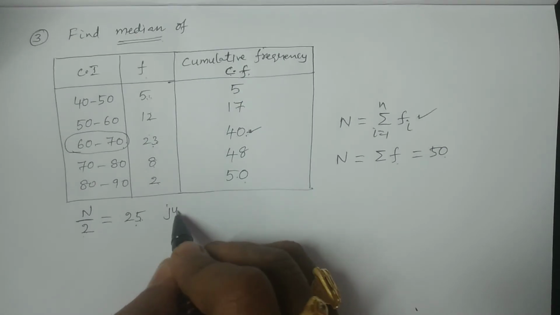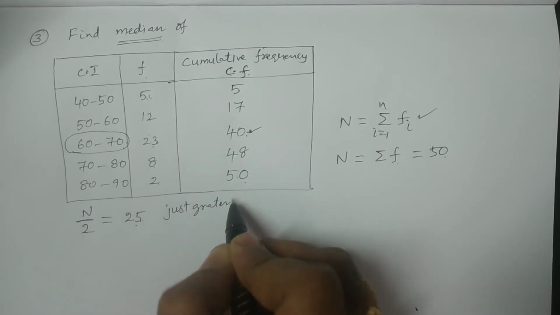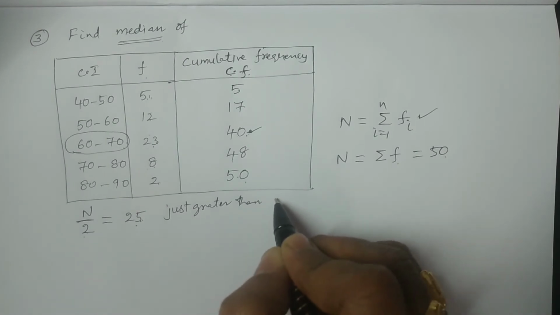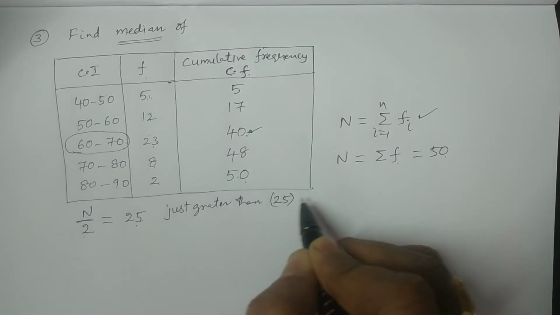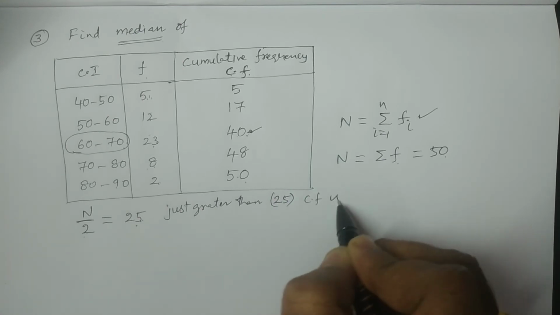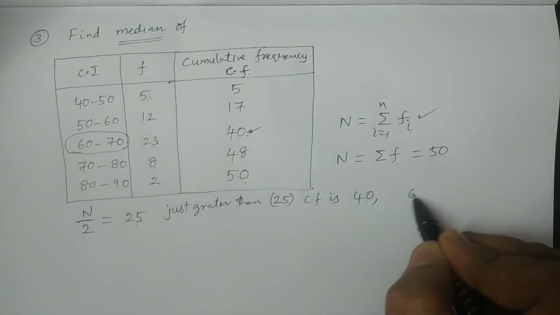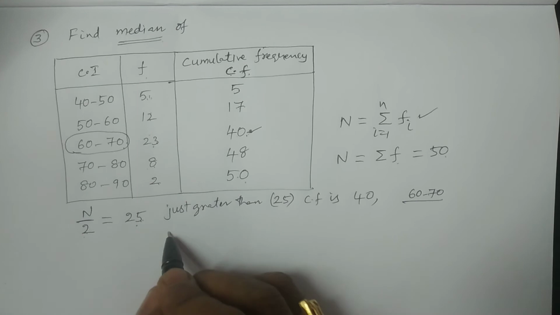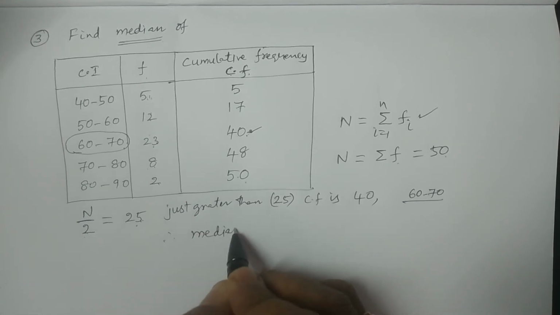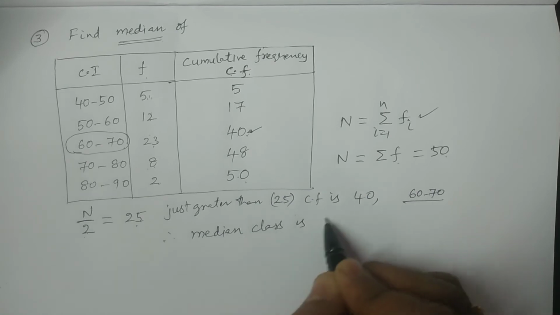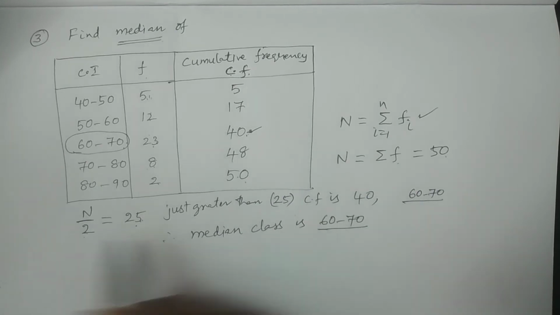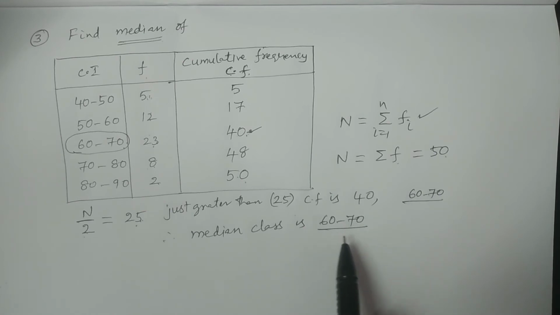So just greater than n by 2, 25, the cumulative frequency is 40, and the corresponding class is 60 to 70. Therefore, the median class is 60 to 70. That is, the median should lie in between 60 to 70. You have to understand the meaning here: the median lies in the class interval 60 to 70.